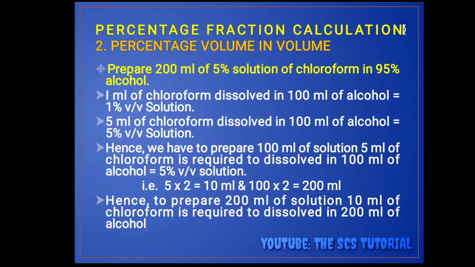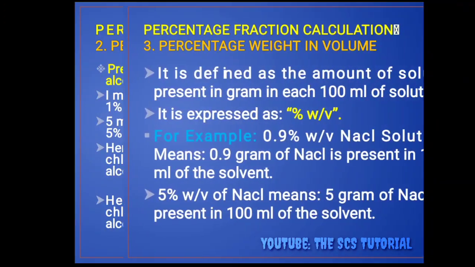That gives your 5% strength, 5% volume by volume solution. That is 5 into 2, that is equal to 10 ml, and 100 into 2 is equal to 200 ml. So for 200 ml of preparation, we need to add 10 ml of chloroform, which is required to be dissolved in 200 ml of the alcohol, so that we can get the resultant solution where the percentage strength will be 5% in the whole total of the 200 ml of the preparation. Clear?